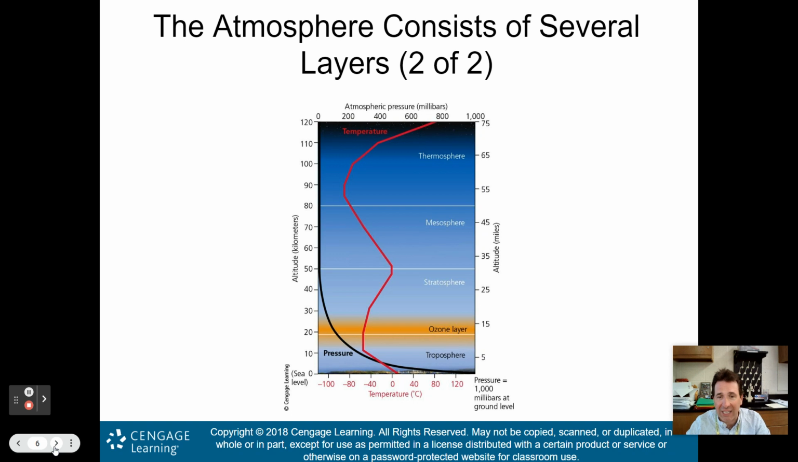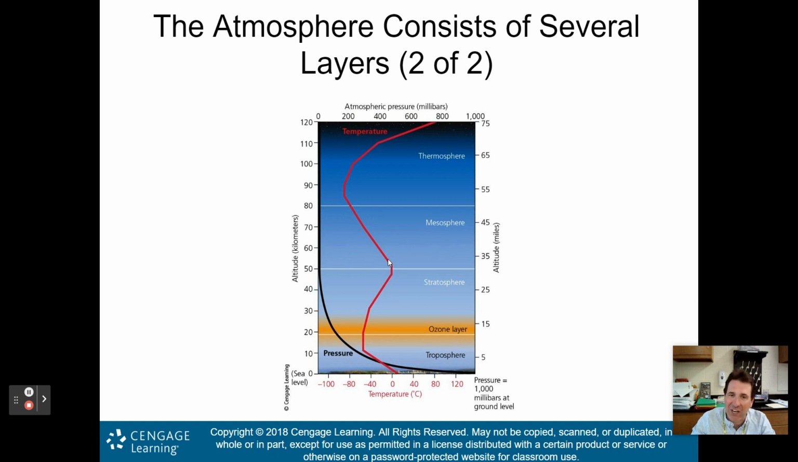So this is what we're looking at. Again, here are those four zones I talked about. What's interesting is the zones are broken up by the temperature trend. In the troposphere, temperature decreases with height. In the stratosphere, it increases with height, and that's because the ozone layer is absorbing the ultraviolet radiation, which is heating up the atmosphere in the stratosphere. So believe it or not, the temperature actually increases as you go up.